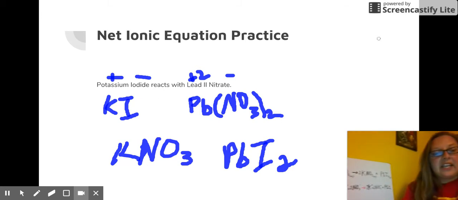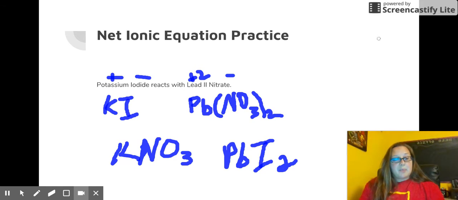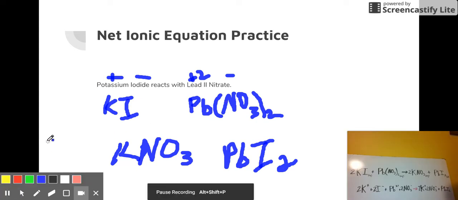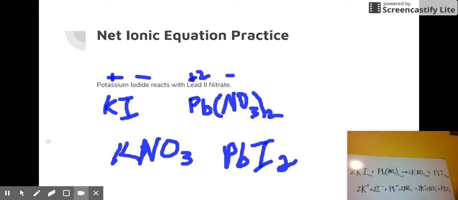So now we're getting ready to cross out our spectators and actually write our net ionic equation. So let me get that set up for you. Okay, so if we look at our total ionic equation, we have to be able to cross out our spectator ions. And we get to cross them out if they remain unchanged from reactant to product. So let's look at potassium here. Potassium is in its ion aqueous form as a reactant, and it's also in the aqueous form as a product. So that means that it remains unchanged. So I get to cross it out as a spectator.